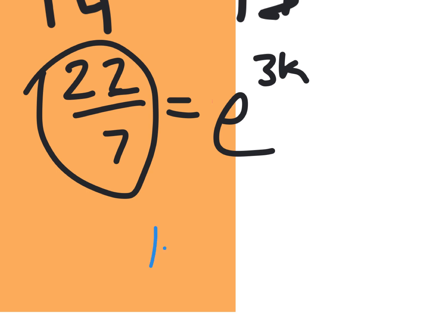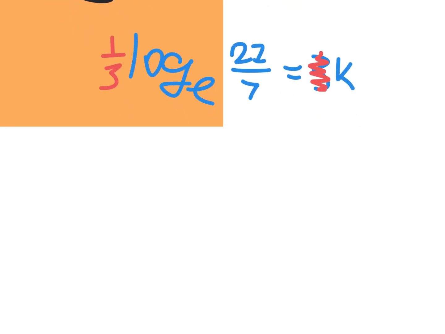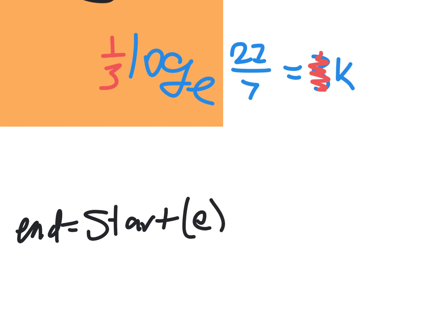Then you go to rewrite. Log base e, which is the same as ln, of 22/7, not a randomly chosen number, equals 3k. Then you put a 1/3 in front of both sides, and 1/3 will cancel the 3, and 1/3 goes here, and that is what k is. Now, the hardest part is to take this next step. That shouldn't have been that bad, but here's the hard part. Now you have to start with the same equation over again: end equals start times e to the kt.